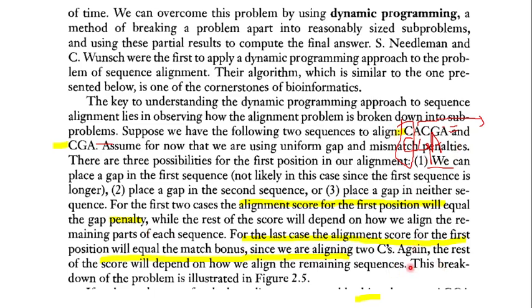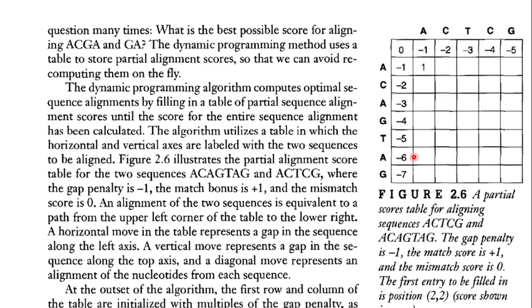The rest of the score will depend on how we align. So we have only calculated the first score. Based on these 3 parameters only, we are going to fill the matrix. That is why we discussed inserting a gap in the first position of the first sequence, inserting a gap in the first position of the second sequence, or else without inserting a gap, we will check for the match or mismatch penalty. That is what we are looking for in this programming algorithm.